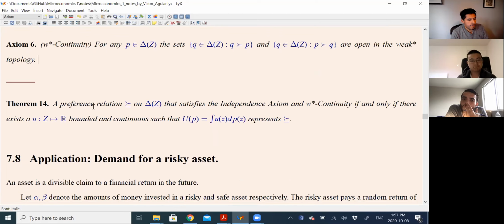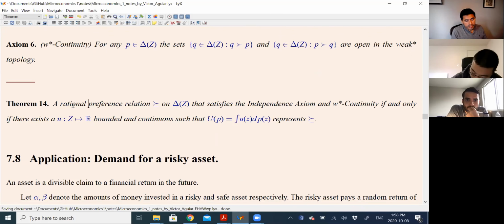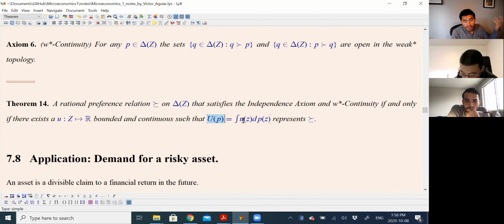Now the theorem says: a preference relation that is of course rational, so let me write it in here, that satisfies independence and weak star continuity, if and only if there exists a U that is bounded and continuous such that the expected utility of P is equal to the integral of u(z) with respect to the measure dP(z). So this is extending our result to the case of infinite outcomes. Now lotteries can be, for instance, a normal distribution, Gaussians, chi-squares, whatever. Previously we were just dealing with finite distributions. Now we have potentially infinite ones.